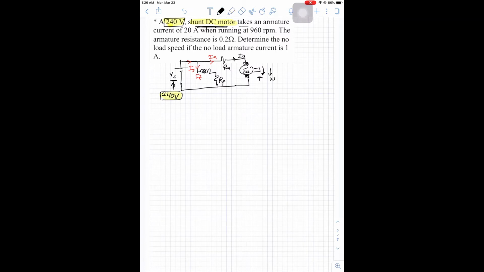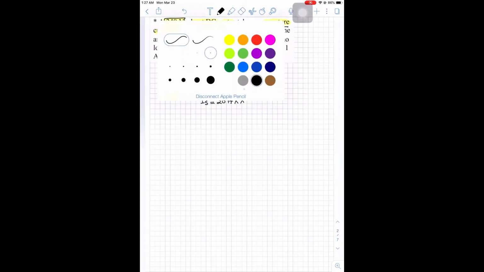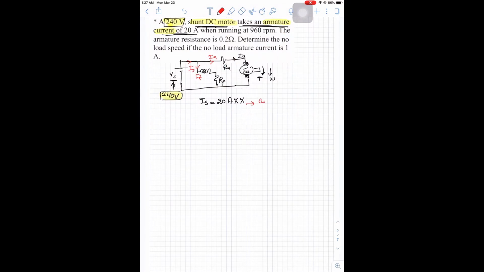Now the motor takes an armature current of 20 amp. It is stated clearly that the current is armature current. So please don't go and say this is I source. This is a common mistake that students make, saying I source equals 20 amperes. This is not correct because it is stated that the current is armature current. This is one of the common mistakes that students make in this type of question.